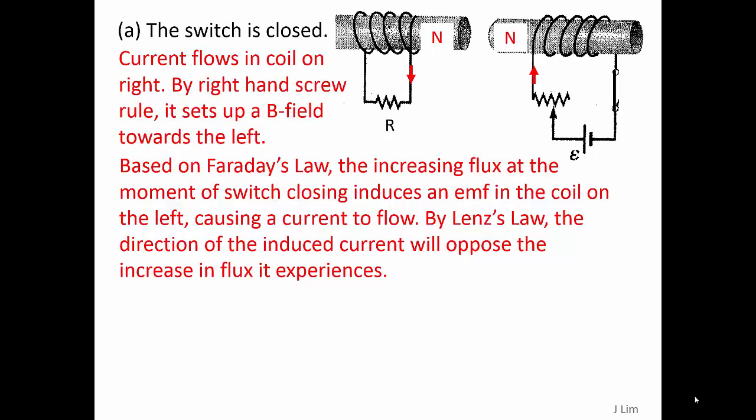Current flows in the coil on the right. By the right-hand screw rule, it sets up a magnetic field towards the left. Based on Faraday's law, the increasing flux at the moment of switch closing induces an EMF in the coil on the left, causing a current to flow.